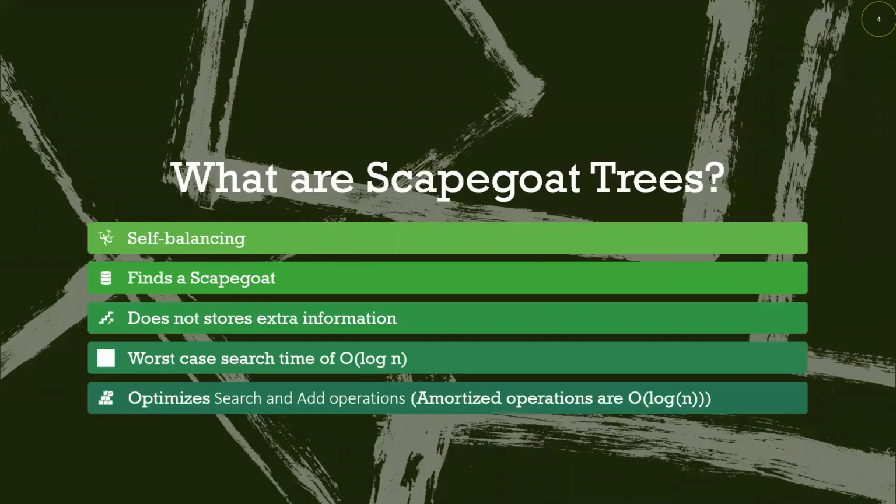Scapegoat trees are self-balancing binary search trees. This data structure uses the concept of a scapegoat, which literally means a person to blame when something goes wrong. Rather than using step-by-step rebalancing operations, it finds a scapegoat and rebuilds the entire subtree rooted at the scapegoat. Scapegoat trees do not store any extra information like red black trees storing colors. Scapegoat trees have a worst-case search time of O(log n) and amortized O(log n) insert and delete time.